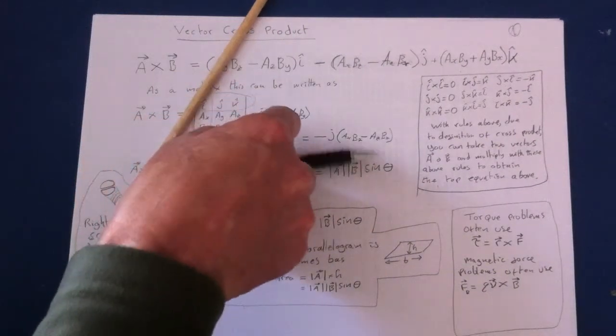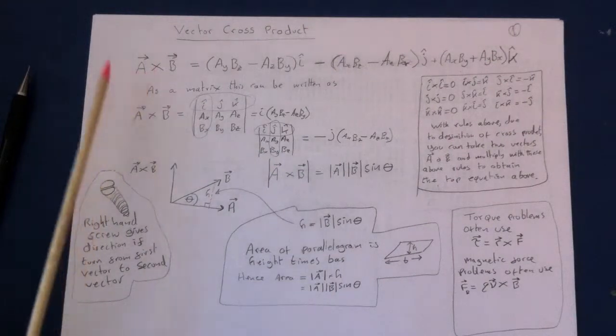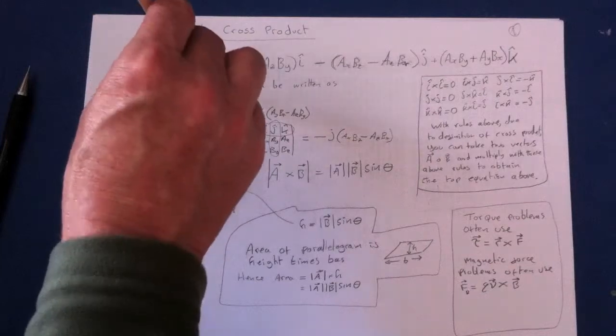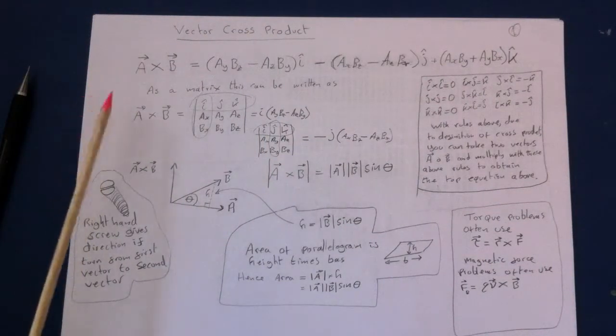So this is where the cross product comes in useful for electricity and magnetism. It's the fact that we can find a perpendicular vector to the plane, and that's quite a useful thing to be able to do. So that's why we need to learn this.